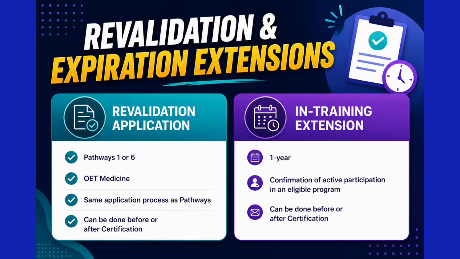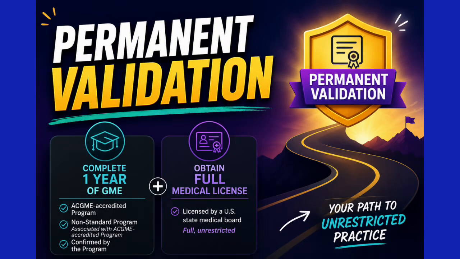Now let's talk about permanent validation. For permanent validation, you have to successfully complete 1 year of GME or be licensed by a U.S. state medical board. For successfully completing 1 year of GME, in an ACGME accredited program, you have to be part of a non-standard program or confirmed by the program. And the second action, licensed by a U.S. state medical licensing board, you have to have a full unrestricted license when you apply for the permanent validation.